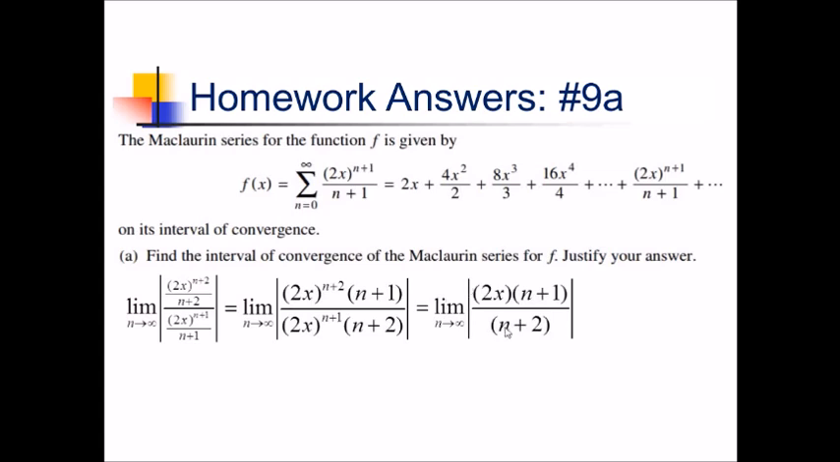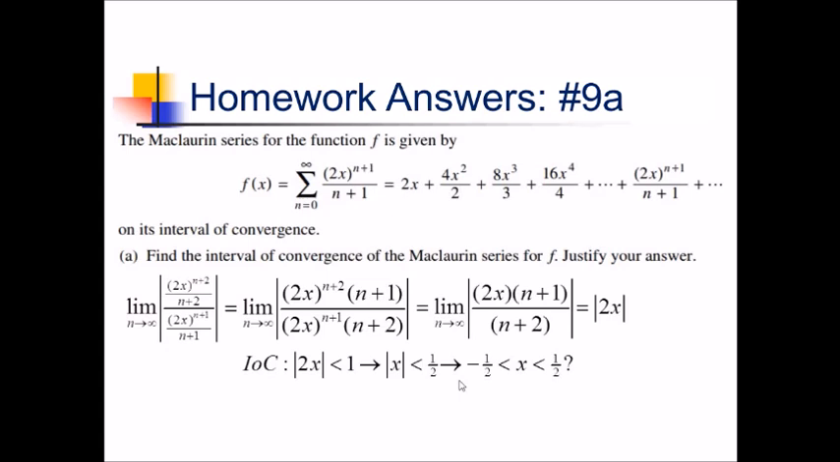As n approaches infinity, these n terms are going to go to 1, leaving us with just the absolute value of 2x. So by the ratio test, we let this be less than 1, which means that absolute value of x is going to be less than 1/2. Which means, if we get rid of that absolute value, that negative 1/2 is less than x, which is less than 1/2. So this is our rough draft of our interval of convergence. We do still need to test both of these endpoints.